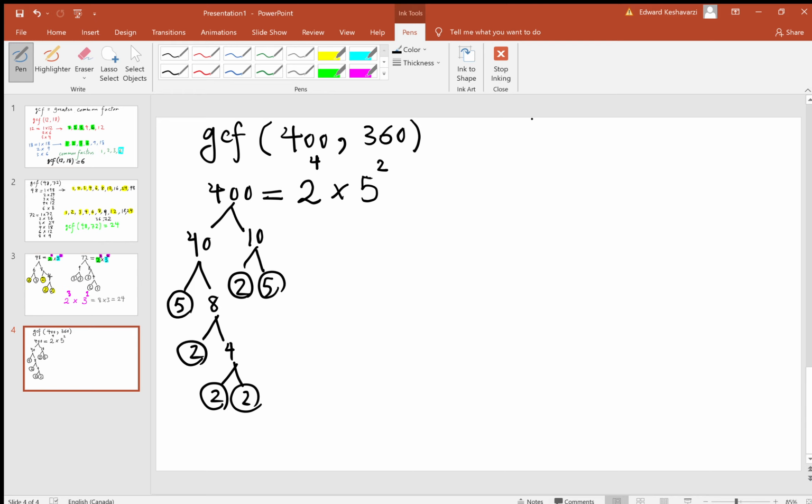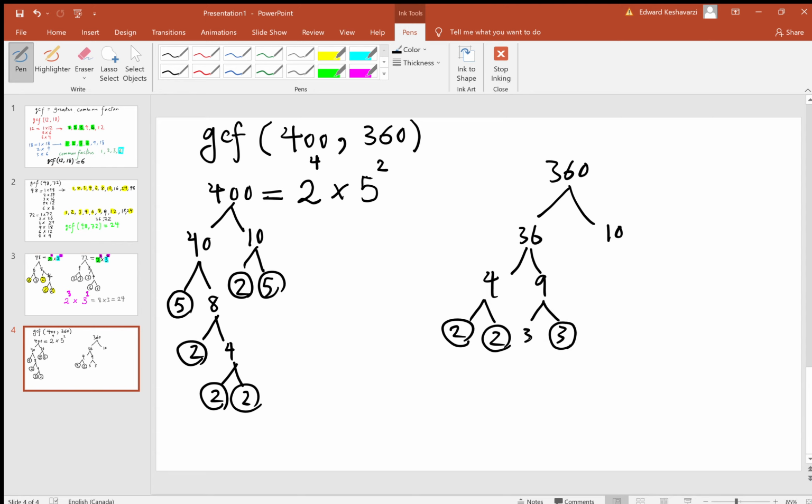Okay, now we'll do the same process for 360. 36 times 10, 4, 9, 2, 2, 3, 3, 2, 5. That gives us 1, 2, 3 2's. Also 2 3's and 1 5.